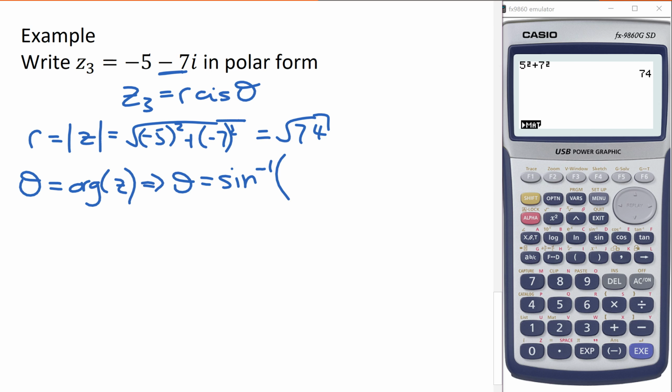Put these into my calculator. So shift sine, and then it comes out with the degrees. Negative 7 divided by root 74 gives you negative 54. What does that mean for my angle? It's going to be negative. Good. When I do cosine, negative 5 divided by the square root of 74, I get 125.